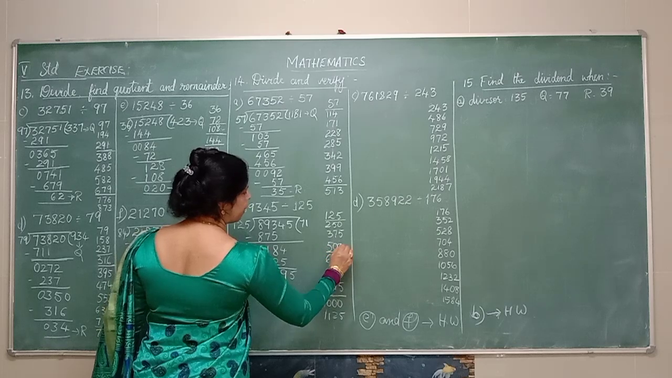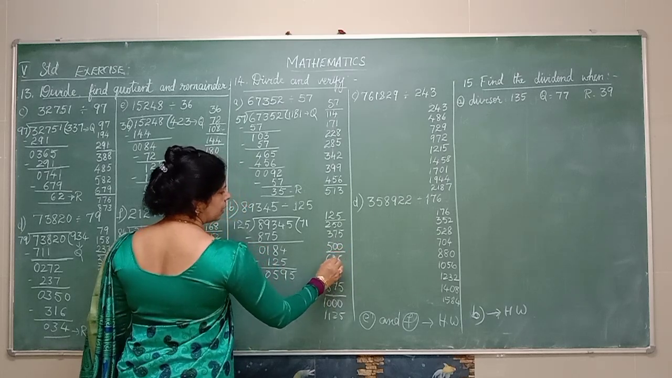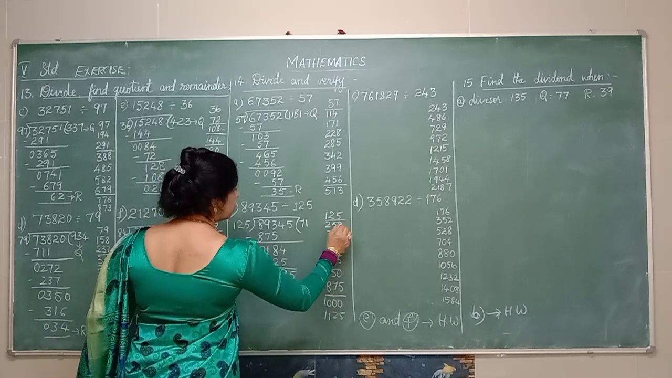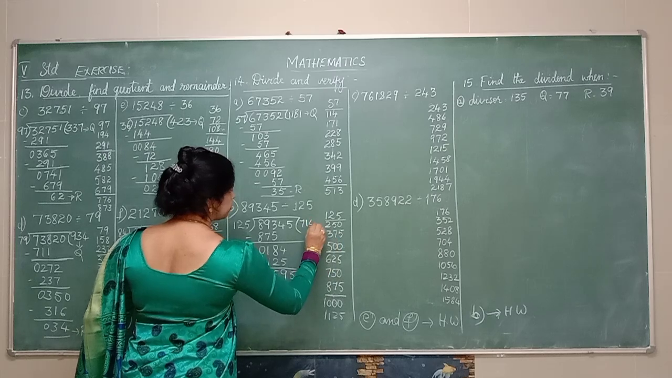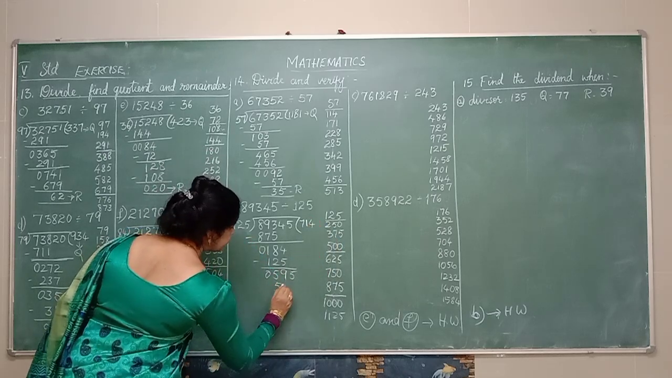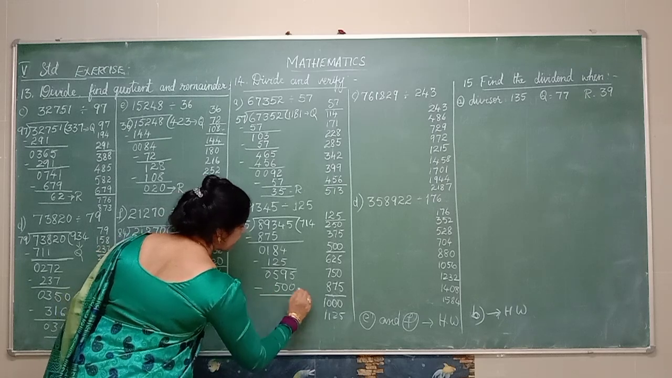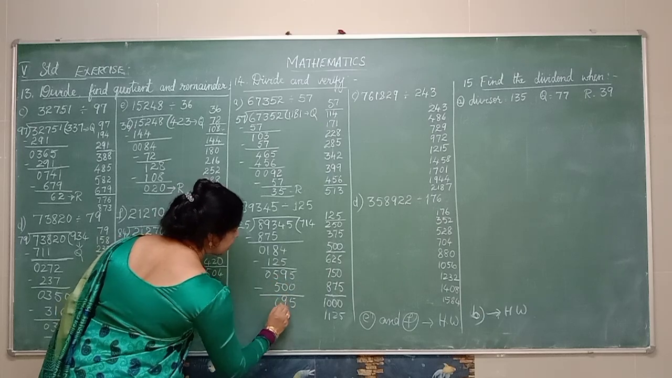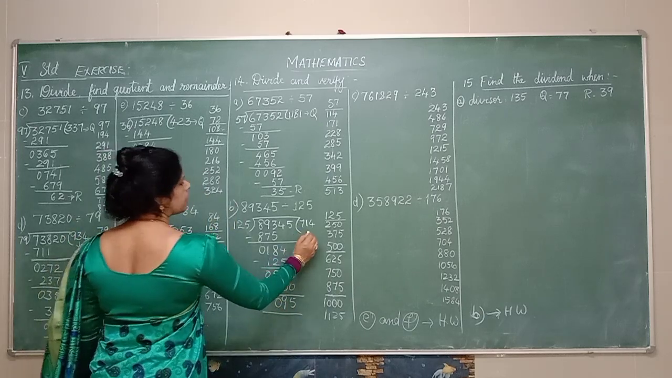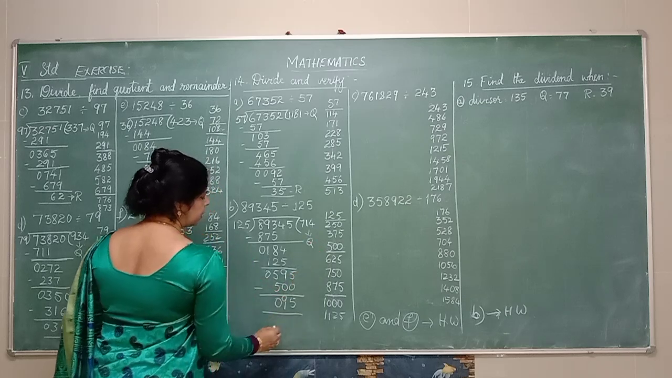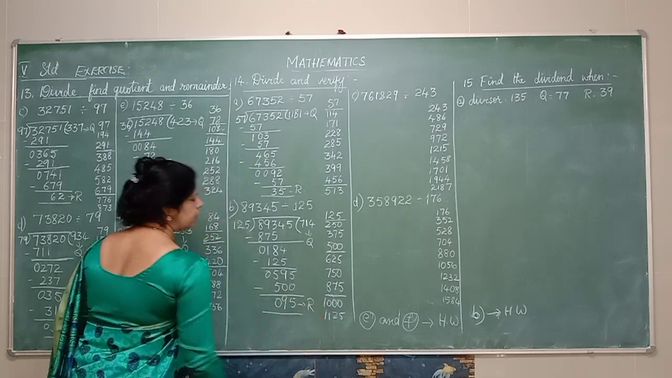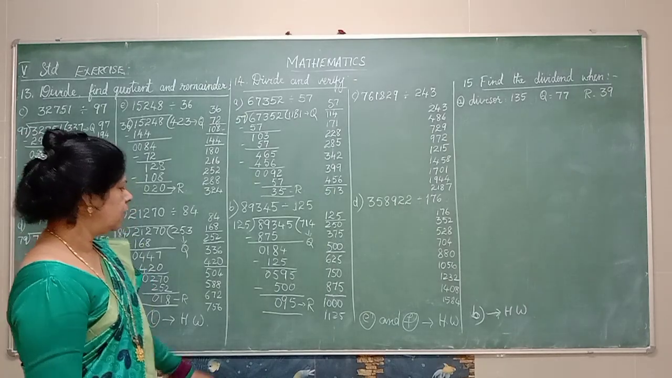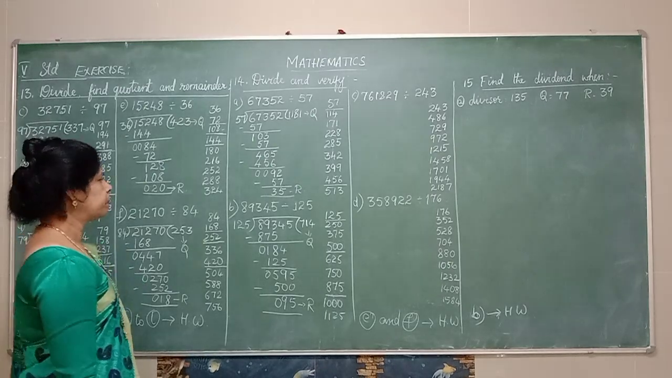Where does 595 come? It comes between 500 and 625, isn't it? So you have to take this number, the upper number. What is that? 500. 1, 2, 3, 4. 4 za. 4 za is 500 minus 5 minus 0 is 5. 9 minus 0 is 9. 5 minus 5 is 0. So what is the answer? 714 will be your quotient. 95 will be your remainder. Quotient is equal to 714 and remainder is 95.